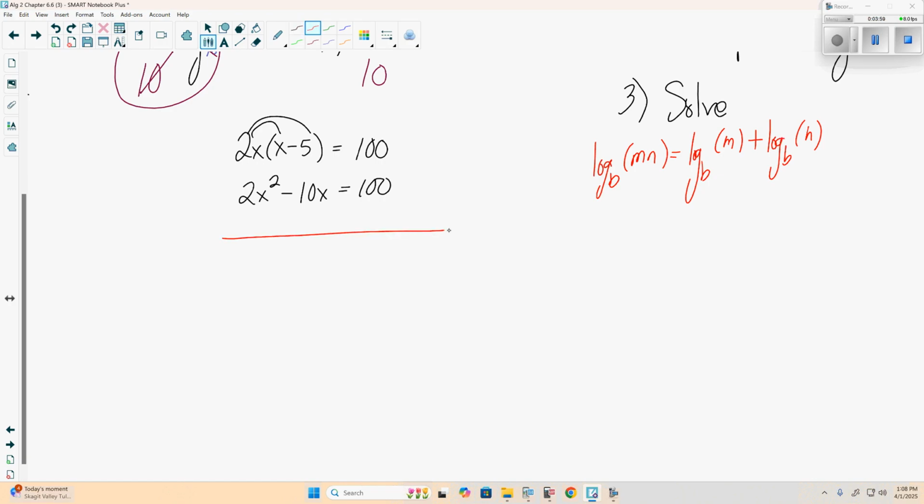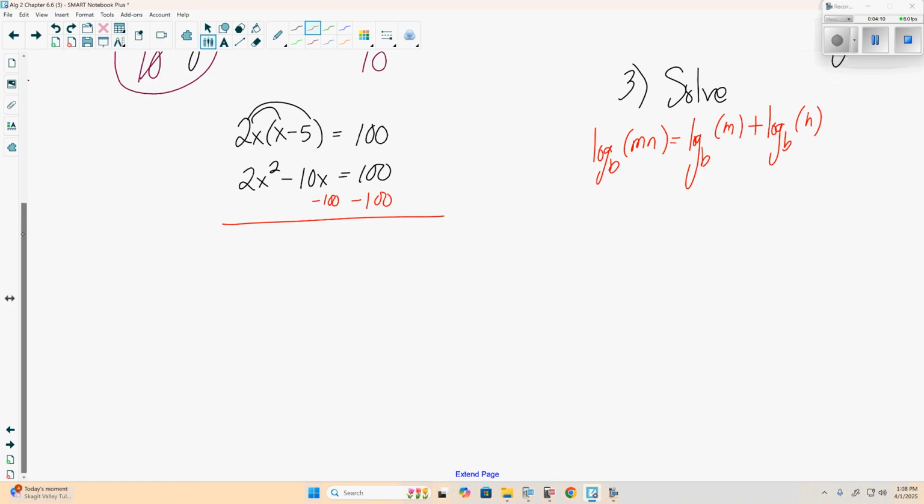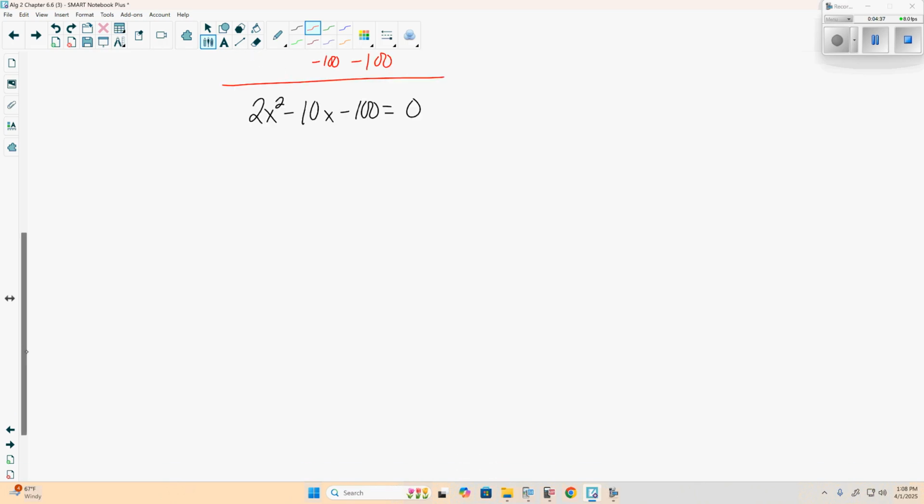Now, since we do have an x squared term, we will need to get this equation equal to 0. So we can subtract 100 from both sides. Telling us that 2x squared minus 10x minus 100 is equal to 0. Now we get it to this point here to be able to solve for the value of x. Now there's two main ways we can go about, or three. We can factor it, graph it, or use the quadratic formula.